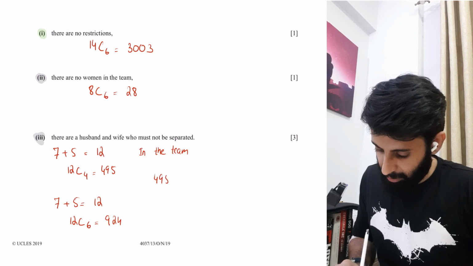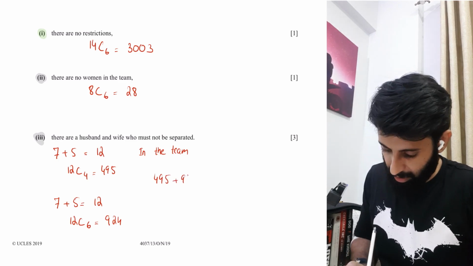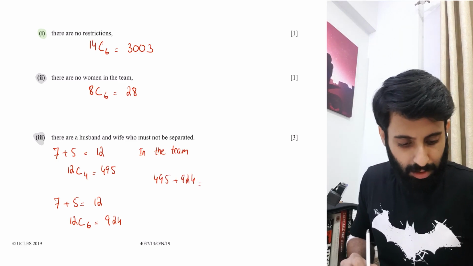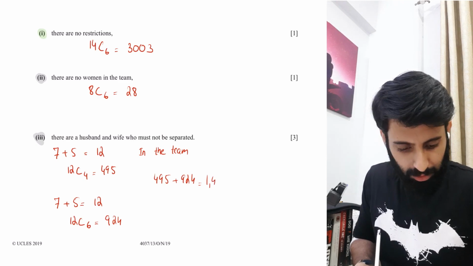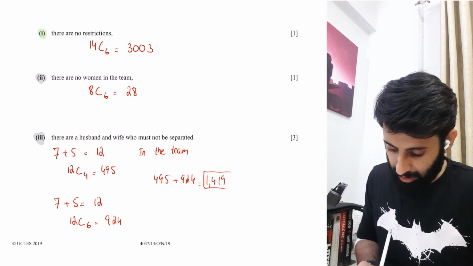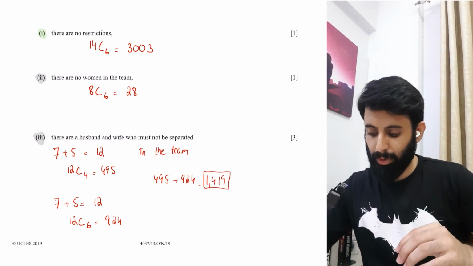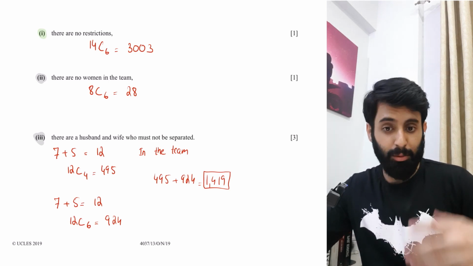So now we just have to sum them up. 495 plus 924 is equal to 1419, and that's the correct answer. This is the way that you can handle a husband and a wife who must not be separated.